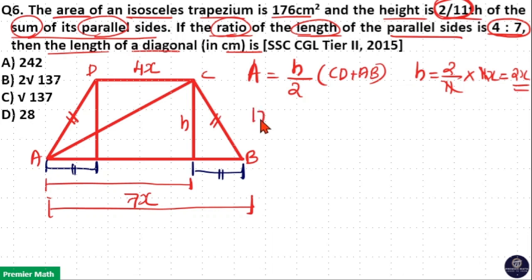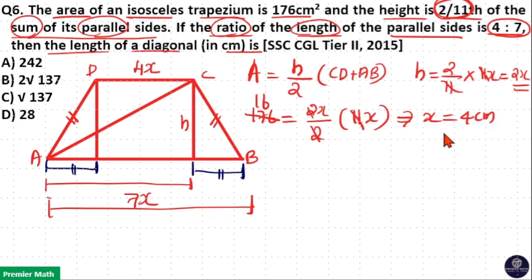Now area is 176 centimeter square, which is equal to h is 2x, 2x by 2 into CD plus AB is 4x plus 7x, 11x. Now 2 and 2 cancel, 11 goes 16 times in 176. So x square is equal to 16 means x is equal to 4 centimeter. Now if x is 4 centimeter, h is equal to 2x is equal to 8 centimeter. And 4x is equal to 4 into 4, 16 centimeter, and 7x is equal to 7 into 4, 28 centimeter.